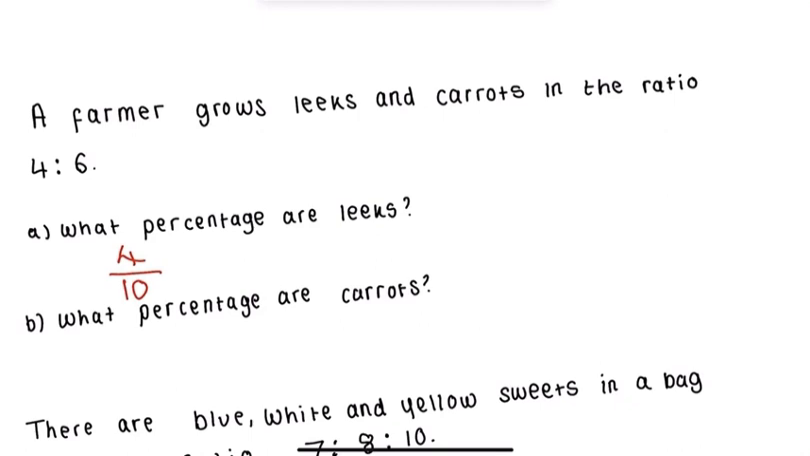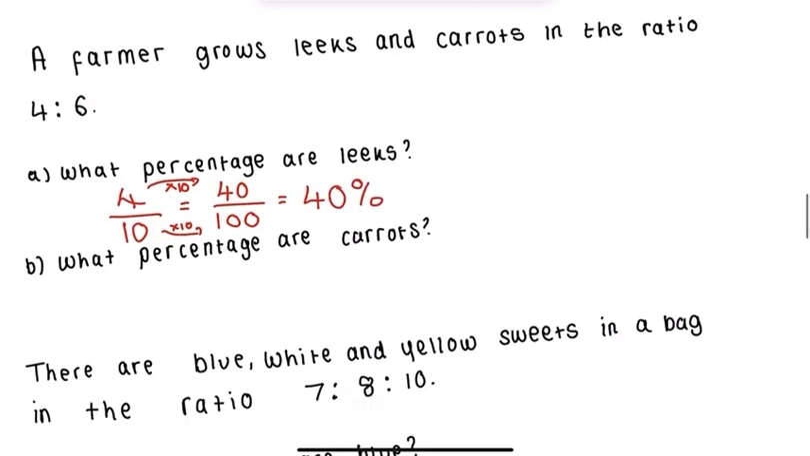Now, to write this as a percentage, I need to create an equivalent fraction, which is over 100. And I can do that by timesing the bottom by 10. Now, whatever I do to the bottom on a fraction, I must do to the top. So that becomes 40. Now, 40 over 100 is just 40%.